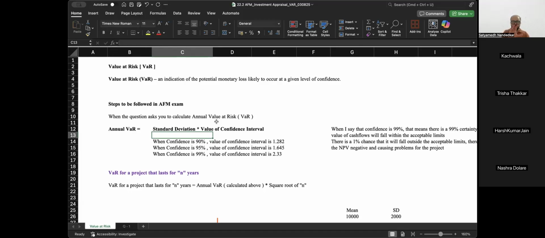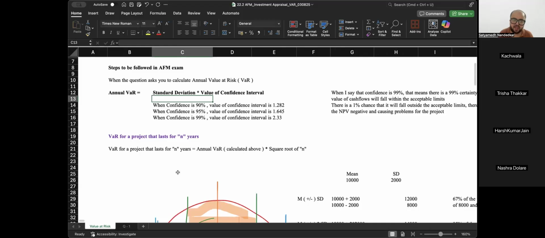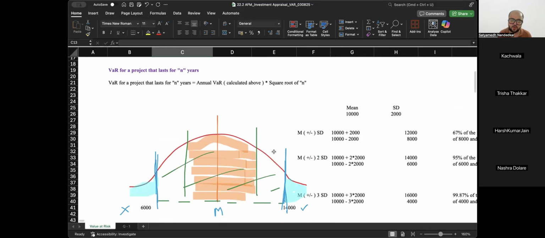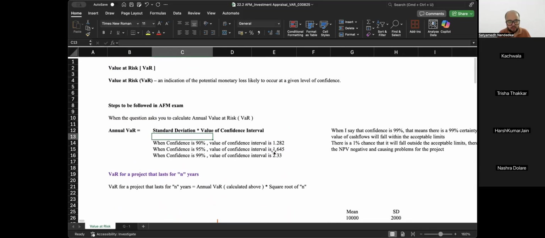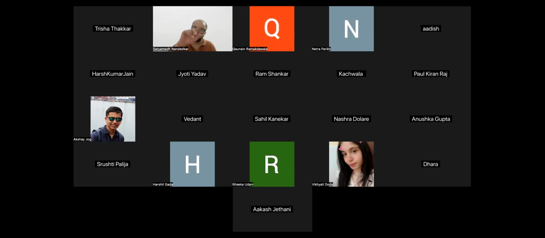So value at risk basically tells me that even when the project is functioning, what if the calculations slip? What if the assumptions change? How much value is likely to be impacted because of these changes? That is basically my value at risk. If the project lasts for n years and they ask you what is VAR for the project that lasts for n years, your answer will be the annual VAR calculated here into square root of n. You have a spreadsheet given to you, so you don't have to use your mind for this. Do the square root calculation, multiply that by the annual VAR, and you have the final value given to you.